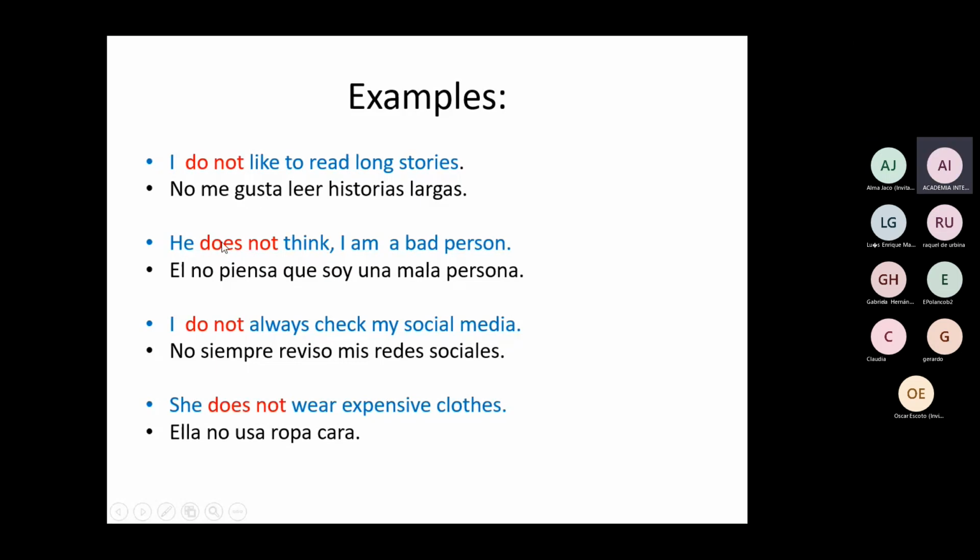Bien, estos le llaman verbos auxiliares a este do. Aquí en esta parte se le llaman verbos auxiliares. Do and does. Entonces, en las negaciones, esto es otra cosa muy importante. No se le agrega la S aquí al verbo. En las afirmaciones digo, he thinks.